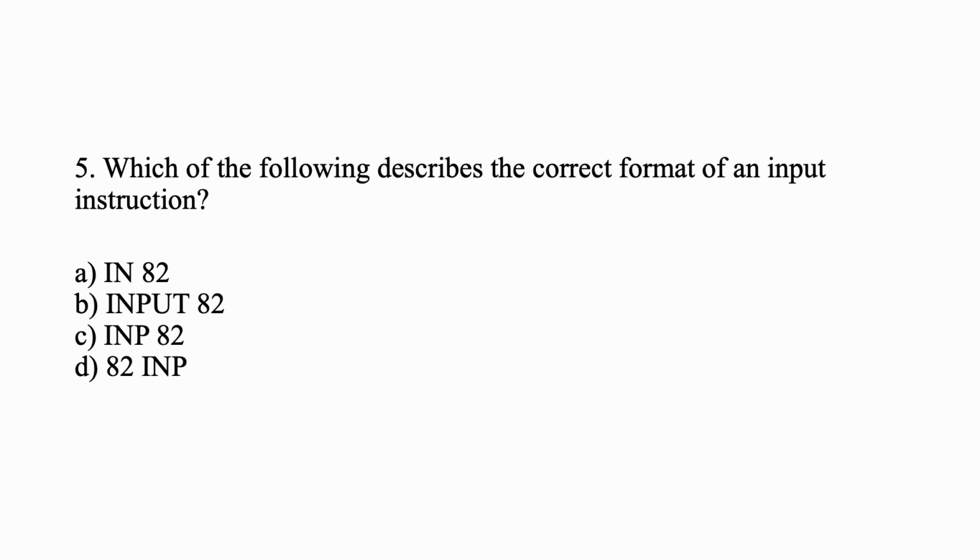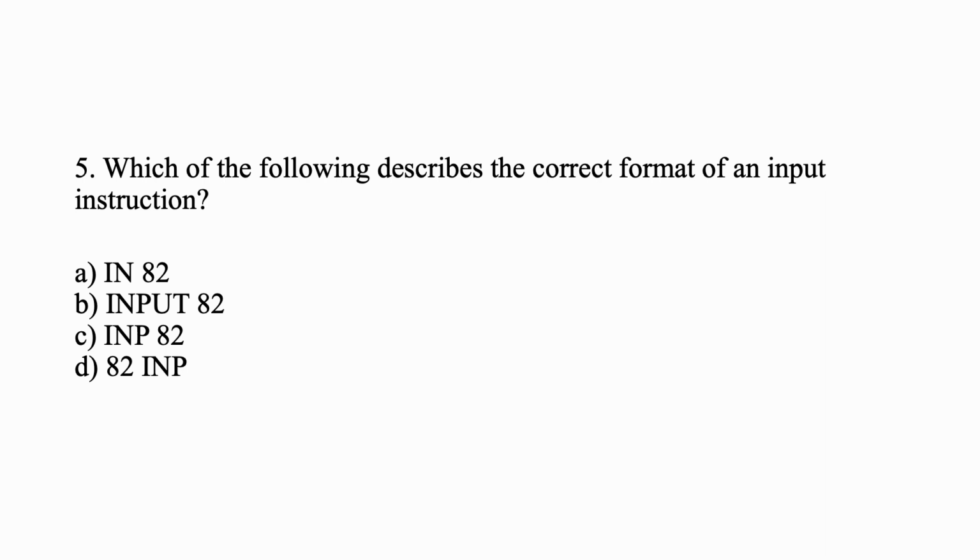So your first option is IN 82, second option is INPUT 82, C option is INP 82, and D option is 82 IN.